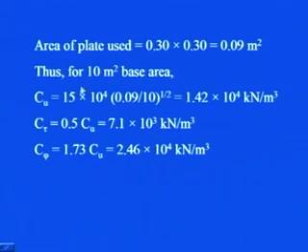Similarly, we have this expression for C phi, which is equal to 1.73 Cu, and Cu we have got as 1.42 into 10 to the power of 4 kilonewton per meter cube. And so, substituting this particular value in this expression, you will get the value of 2.46 into 10 to the power of 4 kilonewton per meter cube as C phi.